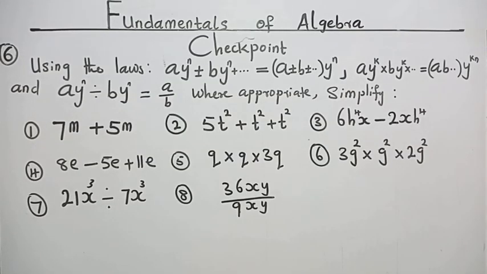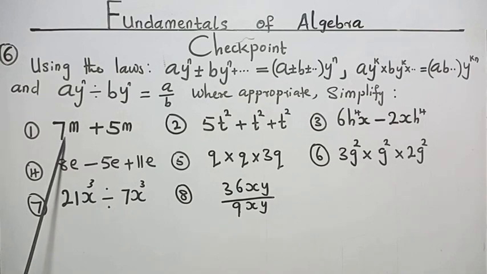And here comes the checkpoint. It says, using the laws, a y to the power n plus or minus b y to the power n is equal to a plus or minus b y to the power n. Then a y to the power k times b y to the power k is equal to ab y to the power kn, and a y to the power n divided by b y to the power n is equal to a over b. Where you find appropriate, please simplify.